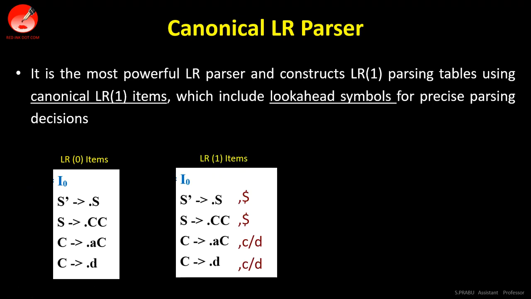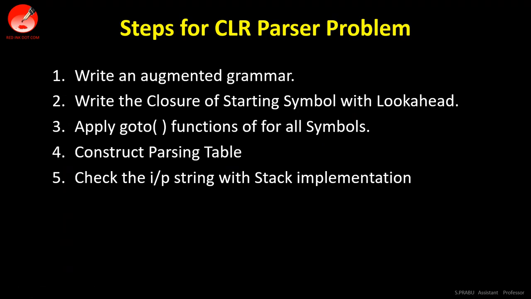But in CLR, along with this I0, we need to find the follow elements in each production that are called look ahead symbols. These are all the steps to follow to solve the CLR parser problem. It is almost similar to simple LR, but in each stage we have to find the look ahead symbol and no need to find first and follow elements. The look ahead elements act as follow to guide to fill the parsing table.